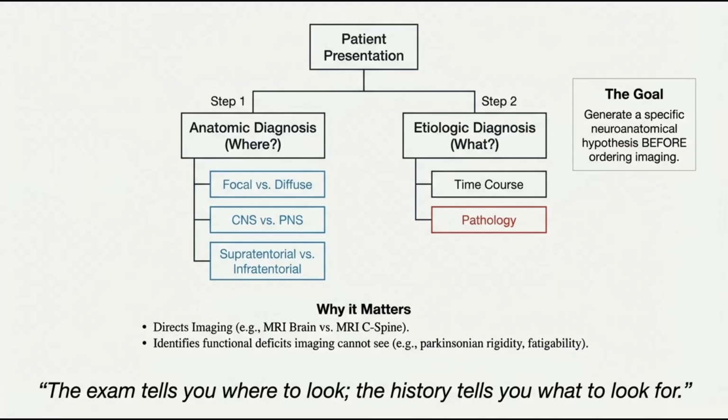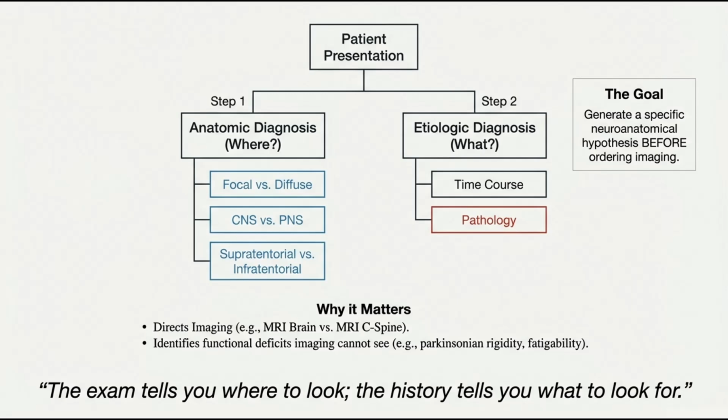Okay, let's move on. Slide 2. The logic of localization. There's a flowchart here that really hammers home your point about the detective work. It breaks it down into 2 steps. Step 1, anatomic diagnosis, where? Step 2, etiologic diagnosis, what? Right. And this slide is designed to address the elephant in the room. Which is, why do we still do this? Why not just scan everybody from head to toe?